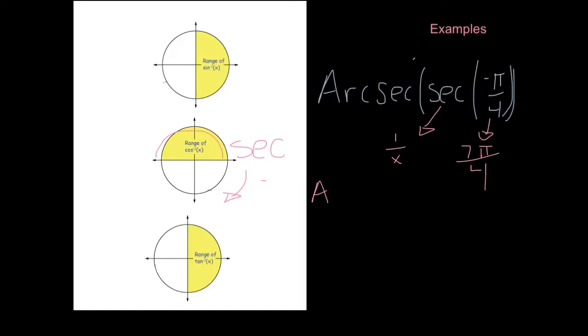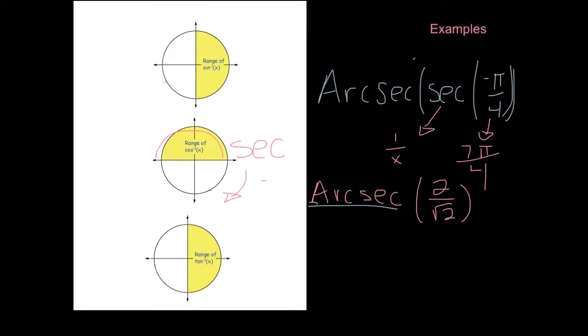So I want the arcsecant, but now I flip it. I want the arcsecant of 2 over root 2. And I'm not even going to rationalize this right now because I'm about to do another operation here. I'm about to take the arcsecant of that.